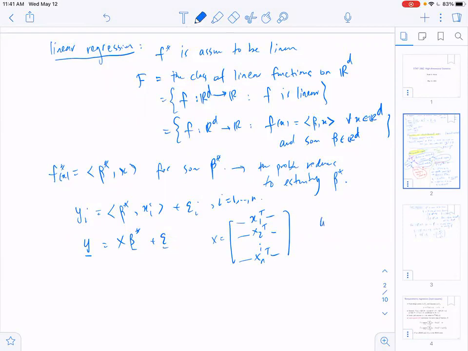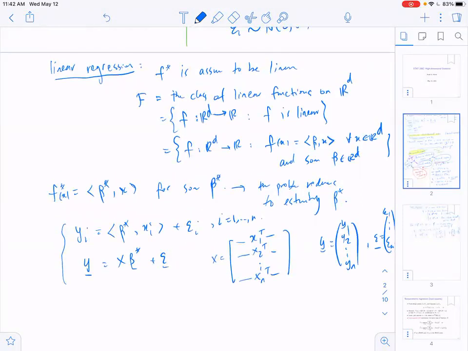This just collects. Y would be y1 up to yn, and epsilon would be epsilon 1 up to epsilon n. Okay, so you've seen this. This special case is usually called a parametric model. A parametric model is parameterized by a finite dimensional parameter. So this class is parameterized by beta, which is a finite dimensional parameter. So estimating functions in this class is not more difficult than estimating a d-dimensional parameter.